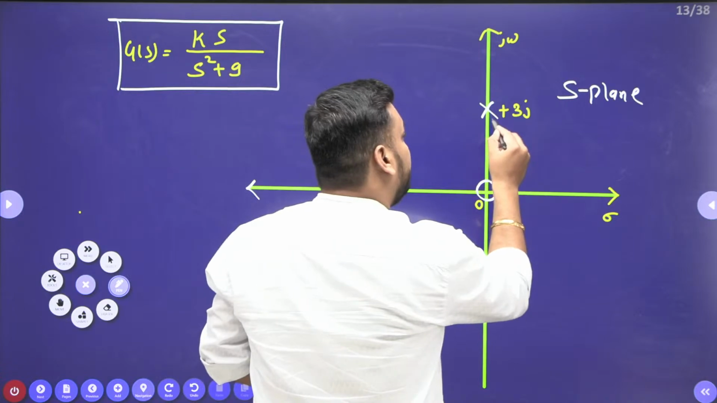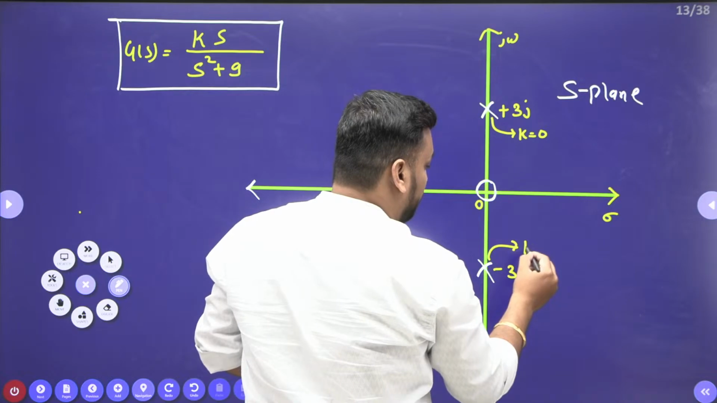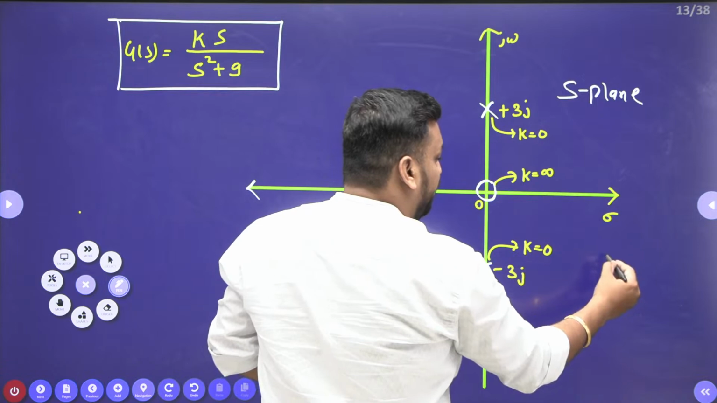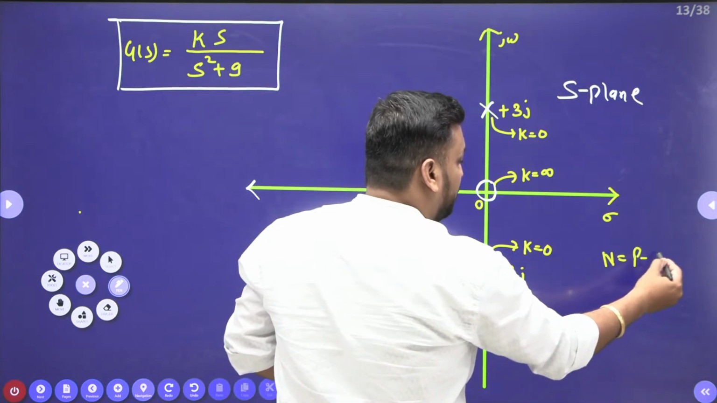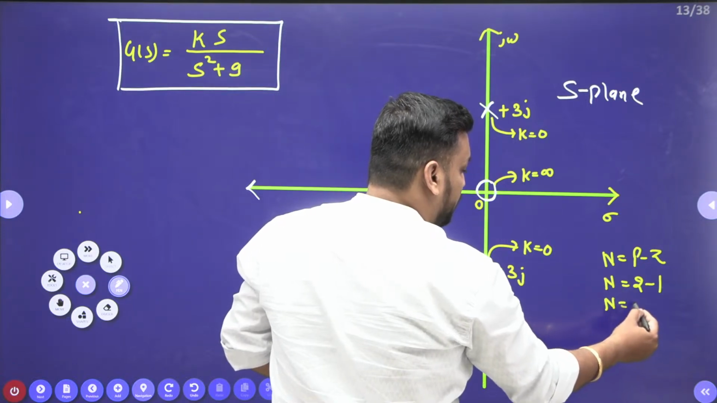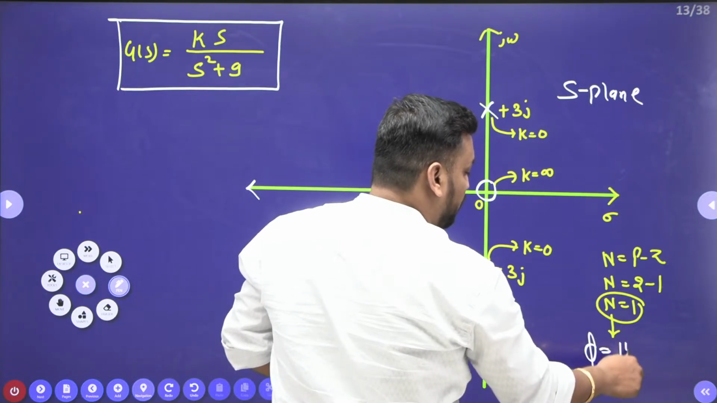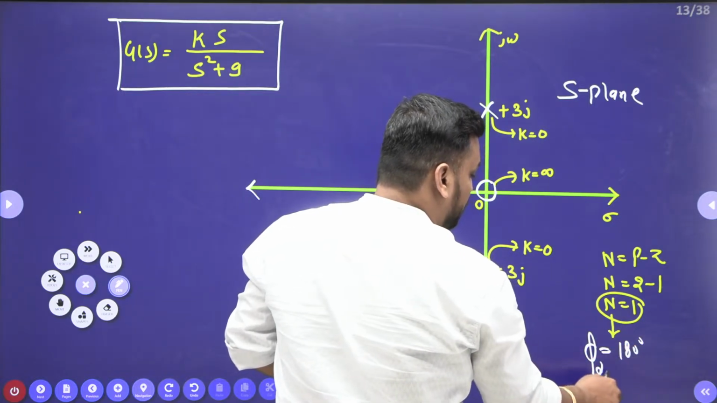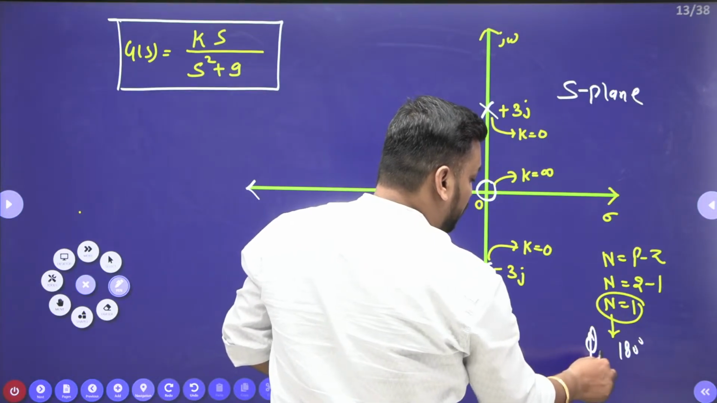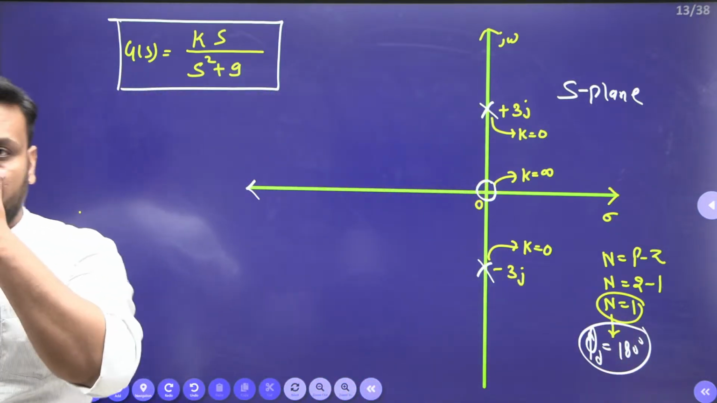At these pole points the value of k is 0, and at this point the value of k is infinite. Using n equal to p minus z, it is 2 minus 1, because 2 poles and 1 zero, so n equal to 1. And n equal to 1 says the angle of asymptotes will be 180 degrees only. Yes or no?